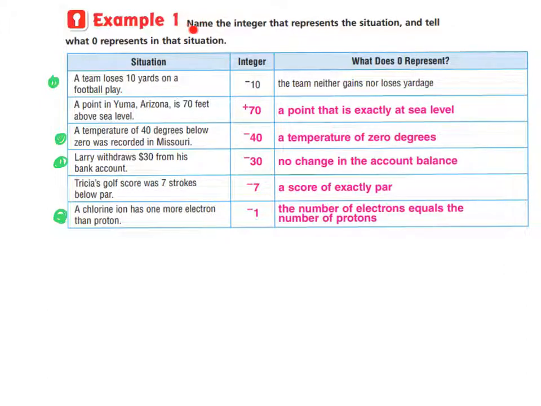So sometimes it will say name the integer that represents the situation. So remember, we're talking about real world quantities. These are some real world things that might happen. And you need to tell what is the integer and what would 0 represent in that situation. So let me show you the first example. Now, see these green dots? Those are the ones I want you to write in your notebook. You don't have to write all of them, just the ones with the green dots.